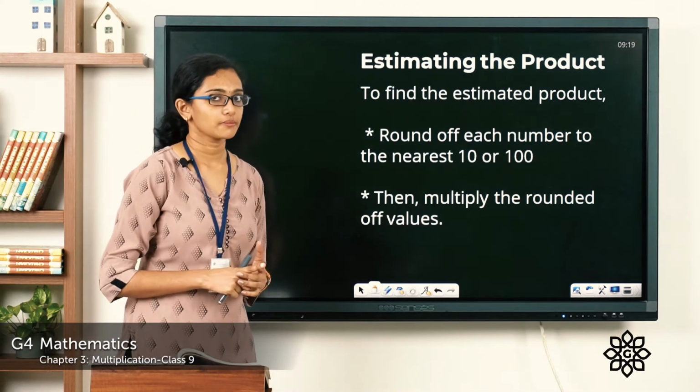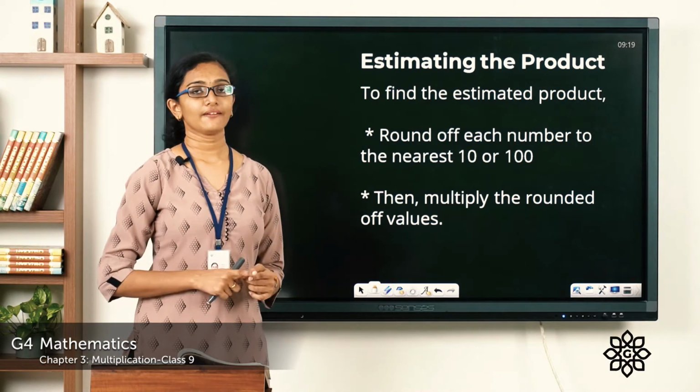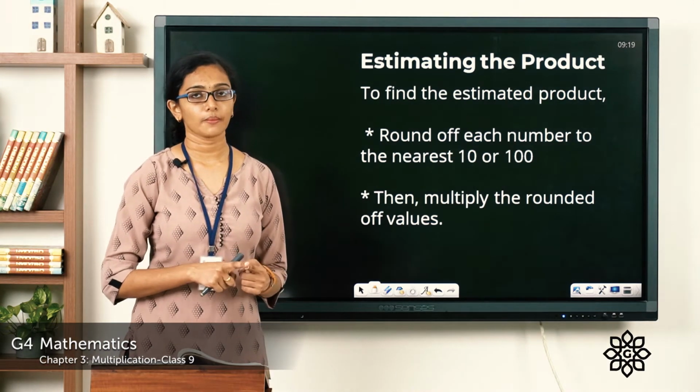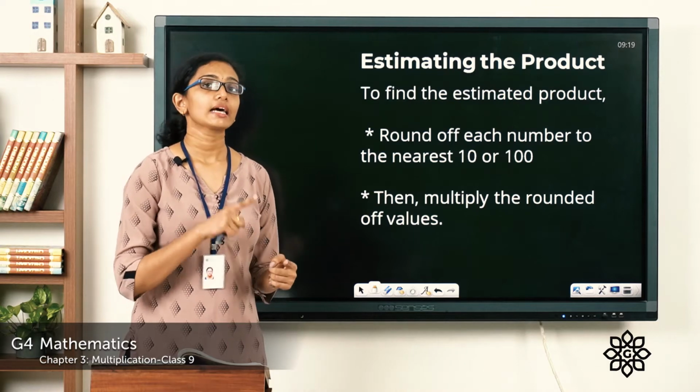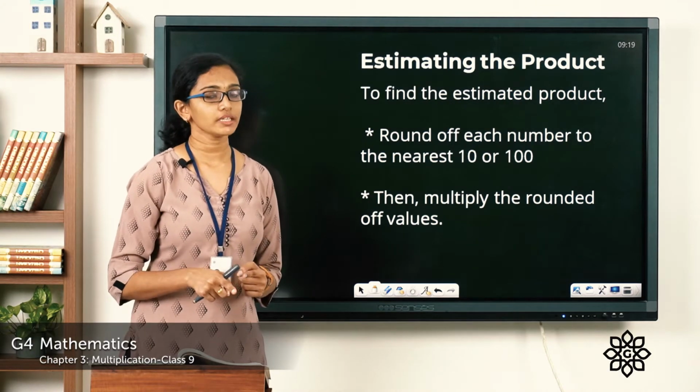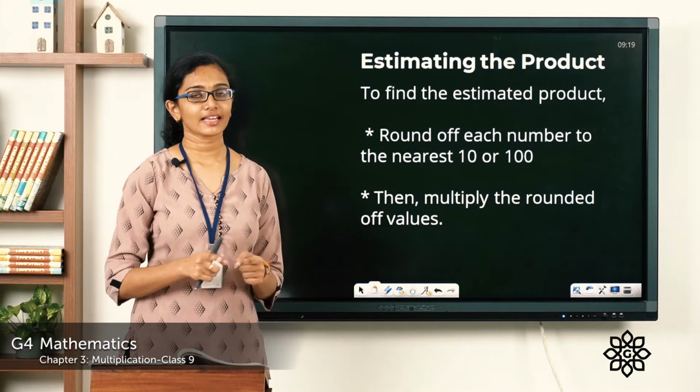To find the estimated product of a multiplication, we have to round off each number in the multiplication, and then you find the product of the rounded off values to get the estimated product.